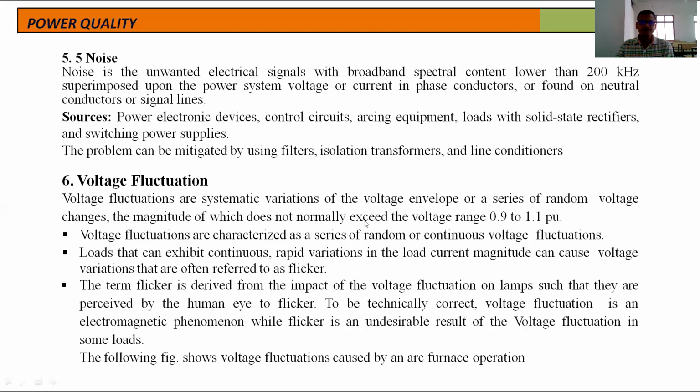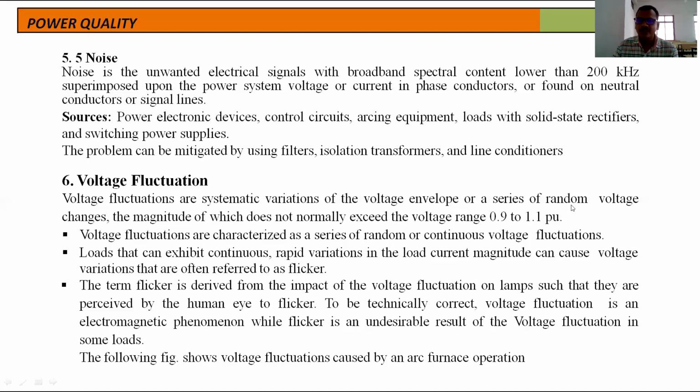Coming to the voltage fluctuation. Voltage fluctuations are systematic variations of the voltage envelope or a series of random voltage changes, the magnitude of which does not normally exceed the voltage range from 0.9 to 1.1 per unit. So fluctuation of the voltage is a systematic variation, continuously will come, systematically. That means, okay, one time small change, one time more change, it will not come. Throughout the entire time, constant variation in the voltage is referred to as fluctuation.